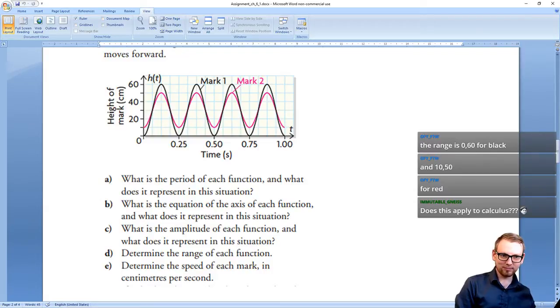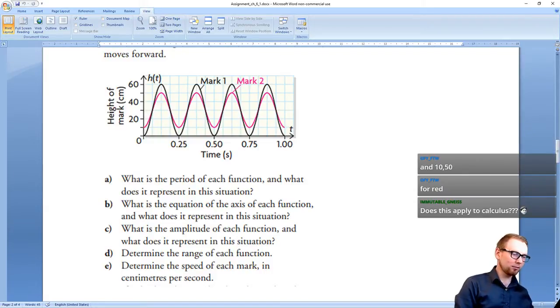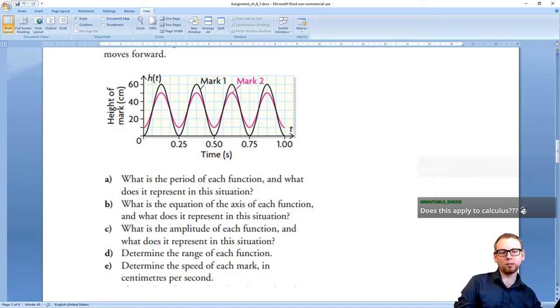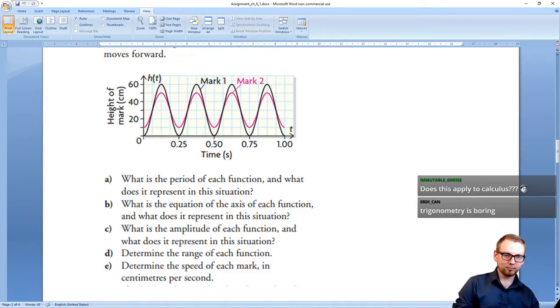Yeah, because you do trig functions in calculus, you have to understand how they work and operate. Especially when you're going to start doing differential equations and stuff. Yeah, trig is pretty boring.